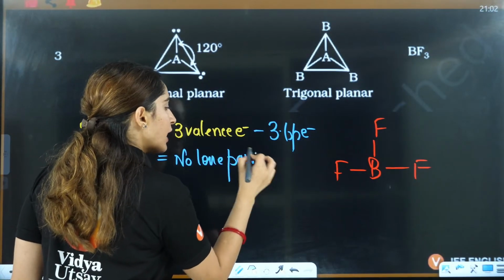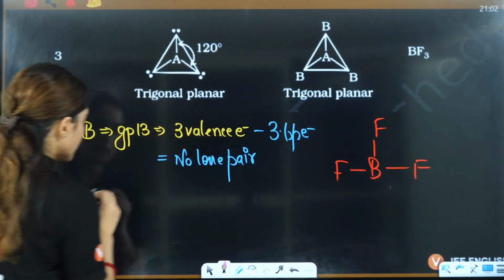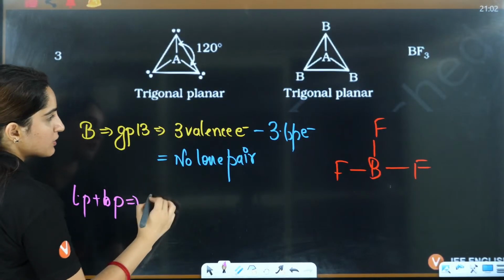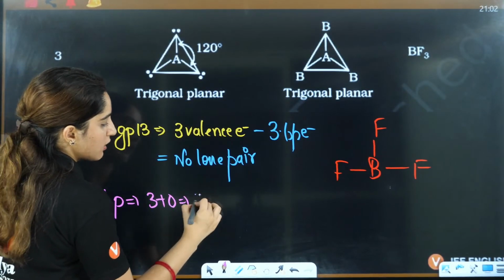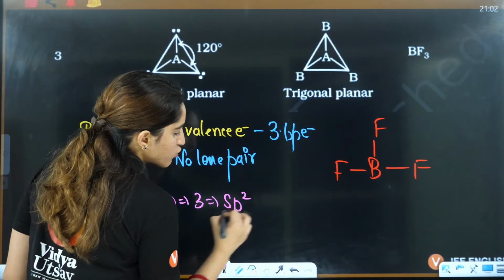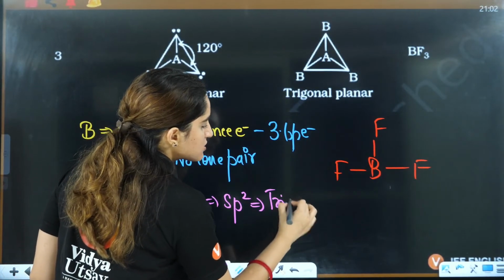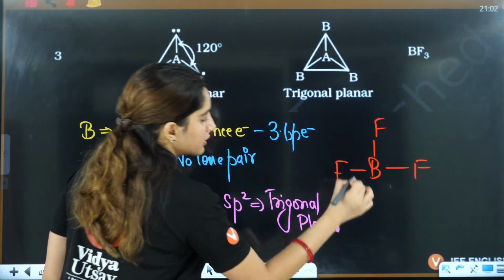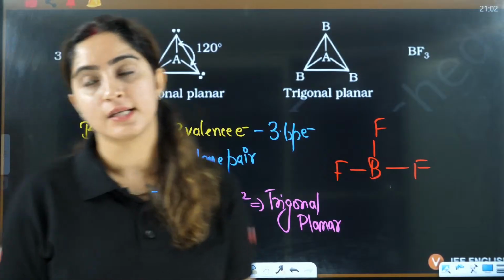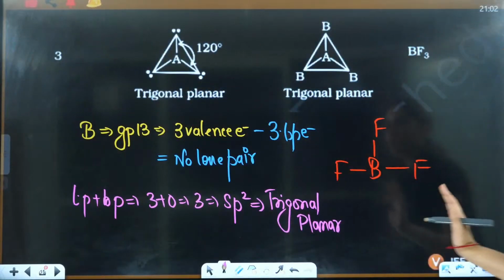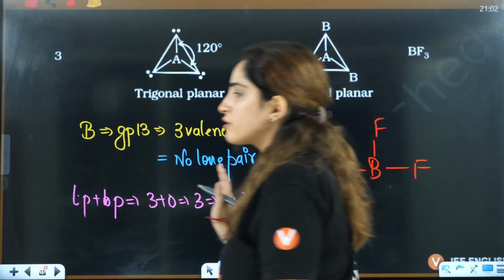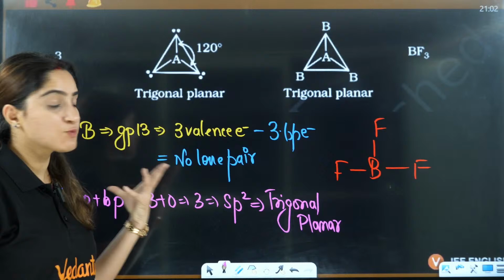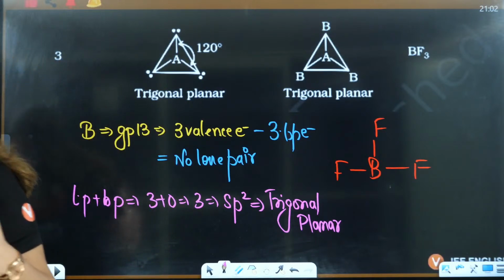0 lone pair you will have. So that means you can say lone pair plus bond pair is nothing but 3 plus 0, that is 3. That belongs to sp2 hybridization, that is nothing but trigonal planar. Okay, so that's how you are going to answer this. Is that clear to everybody or not? Is that clear how we are going to answer this? Right, it is sp2. Now what is an sp2 trigonal planar?